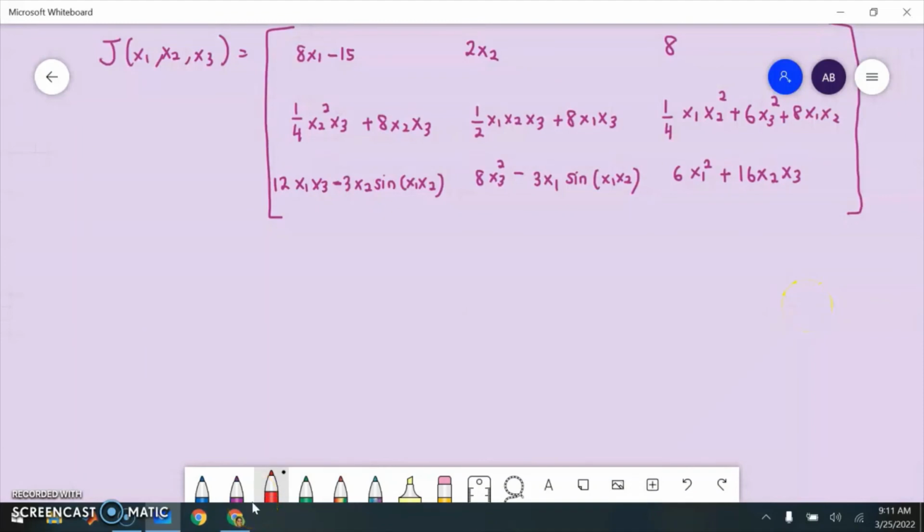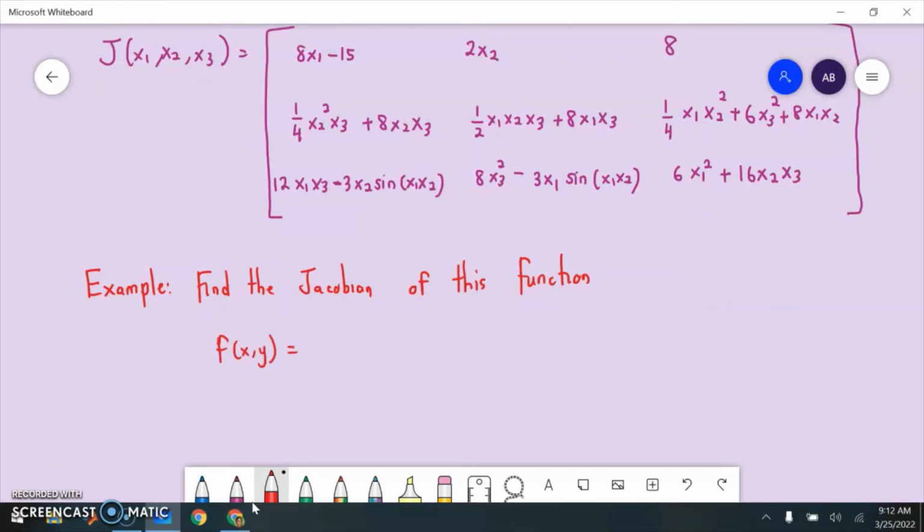How if you're given a function like this? For example, find the Jacobian of this function. Okay, so it's given like this: minus 15x sine y plus y squared. So you don't clearly see here how many functions.